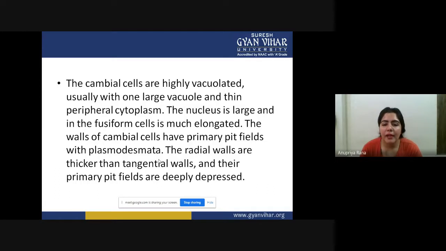The wall of the cambial cell has primary pit fields filled with plasmodesmata. Why are the plasmodesmata pits present on their cell? For the transportation process. If anything wants to come inside the cell and go outside the cell, it needs some passing channels. So these are the pits present on their wall, and they work for transportation from inside to outside or outside to inside. The radial walls are thicker than the tangential wall, and their primary pit fields are deeply depressed.